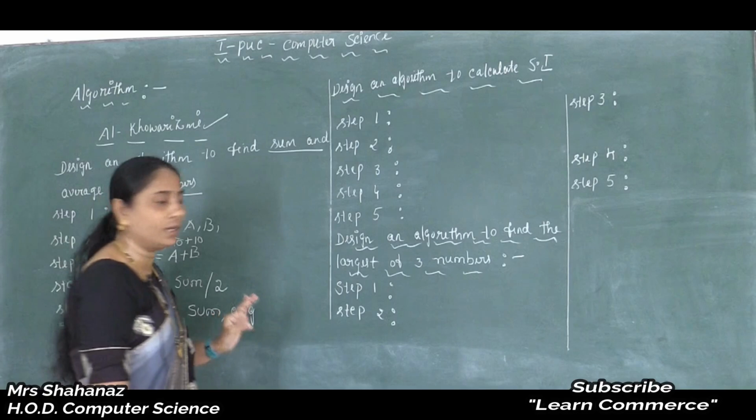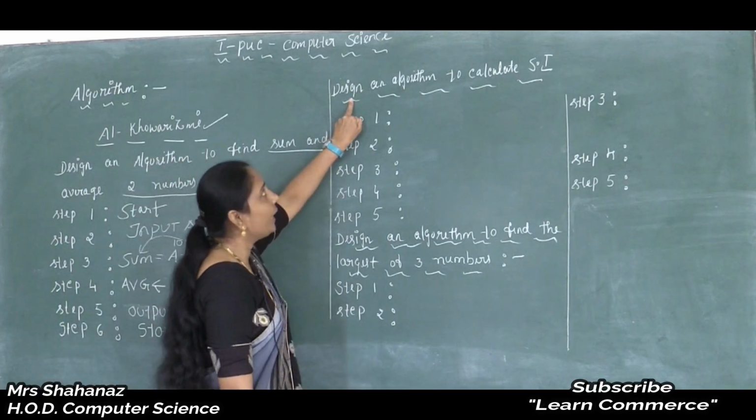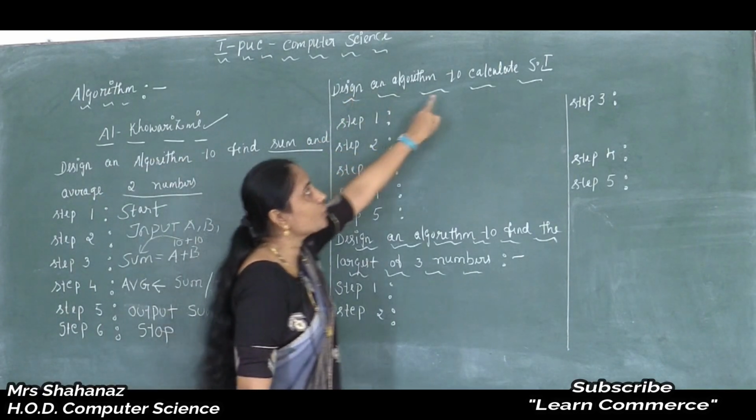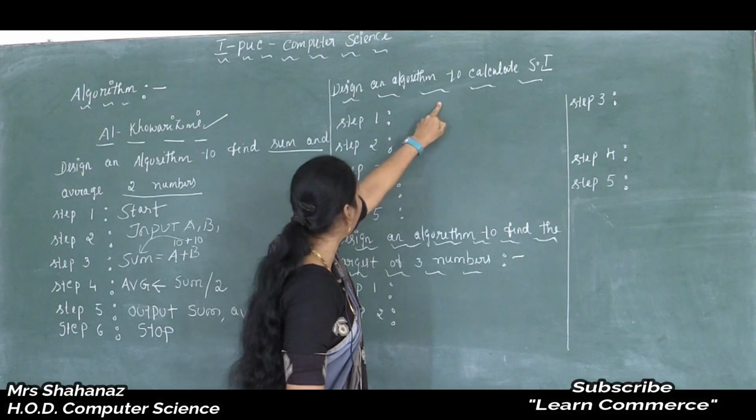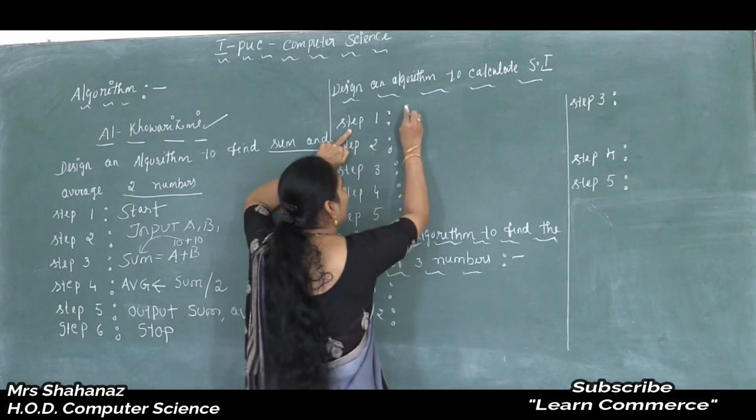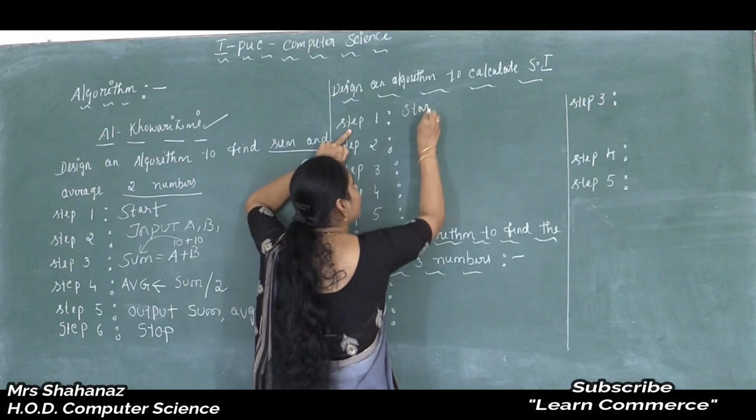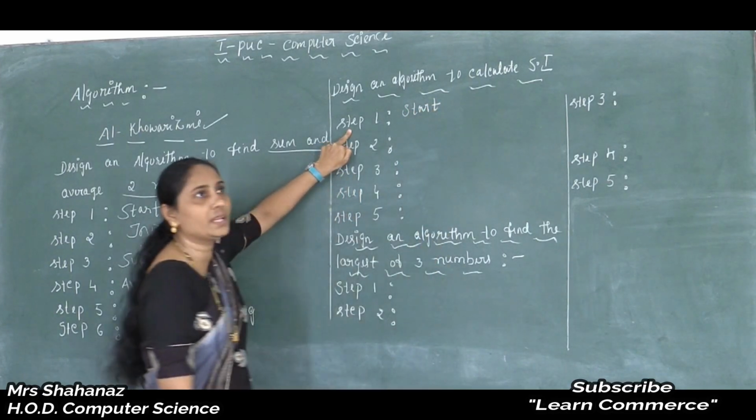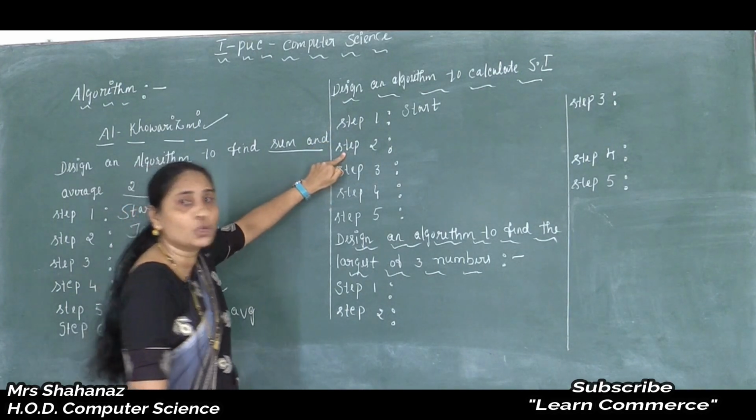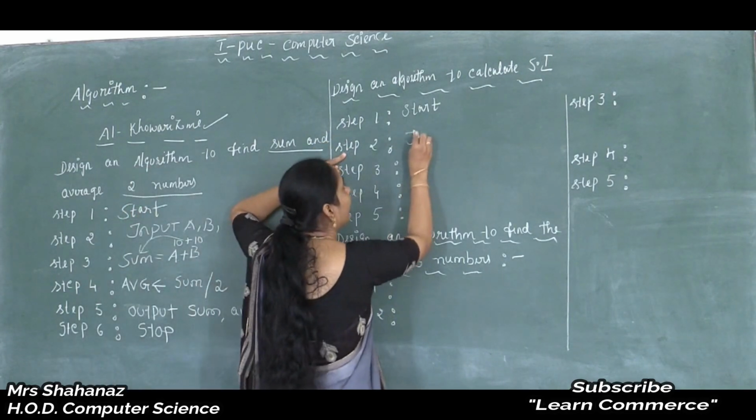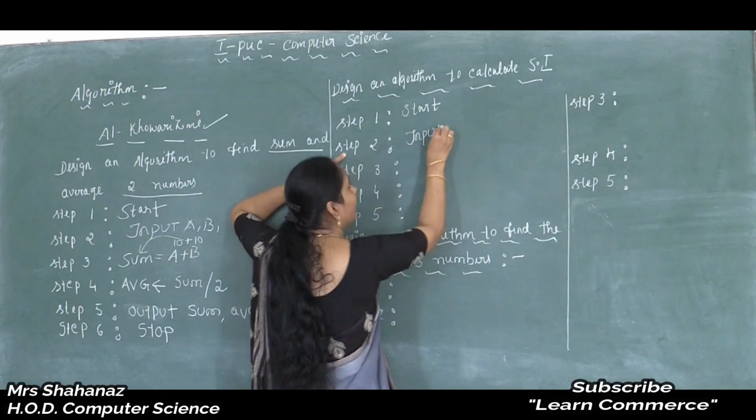Algorithm design here. So the question is the design an algorithm to calculate the simple interest. Okay, here simple interest. So we know that first of all we need to write the start step 1. The step 1 is the start in this case here. And what about the step 2? That means what are the variable, the input variable we need to take.